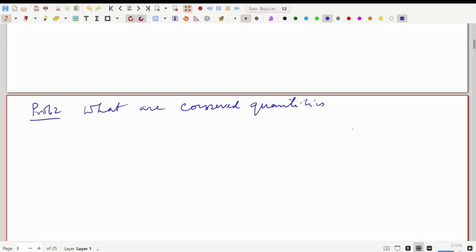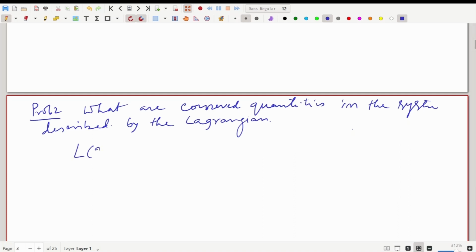What are the conserved quantities in the system described by the Lagrangian? Let me give you the Lagrangian. It has q1, q2, q3, three generalized coordinates, then q1 dot, q2 dot and q3 dot. So three generalized coordinates, three generalized velocities, no explicit time dependence, and let me write the Lagrangian explicitly.